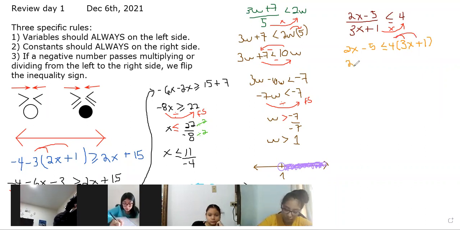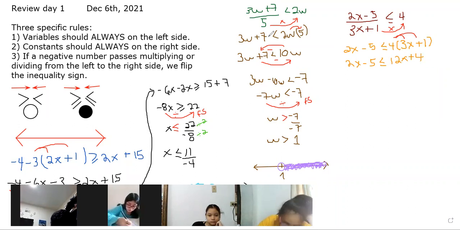So we're going to have 2x minus 5 is less than or equal, and we multiply 4 times 3x. 4 times 3x is 12. And don't forget the x, 12x. And then 4 times 1, plus 4. So plus 4. Very good.